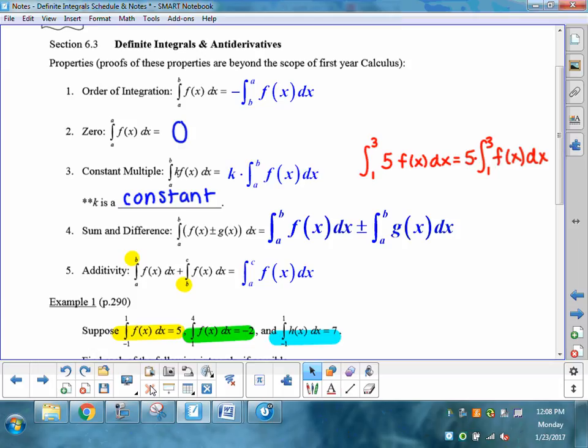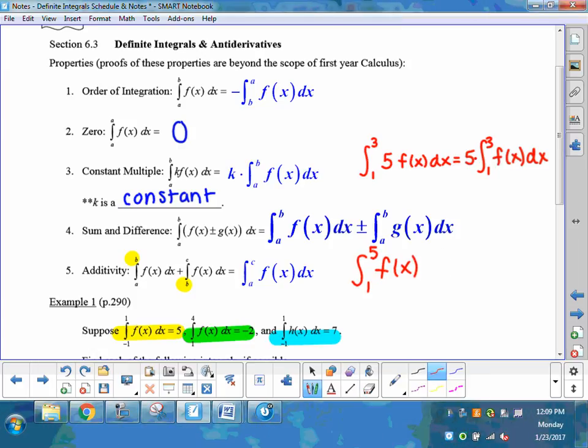Like if I wanted to, I could go through and say, all right, here's the integral, let's say from 1 to 5 of f of x dx, sorry. Who can tell me a way that I could break this up into two smaller integrals? There's more than one way. Leah, what do you say? The integral from 1 to 3 of x dx plus the integral from 3 to 5 of x dx.